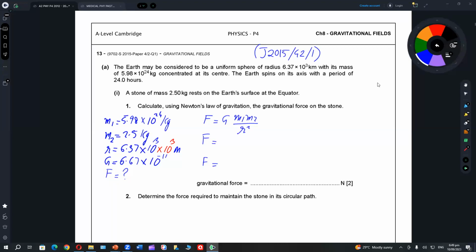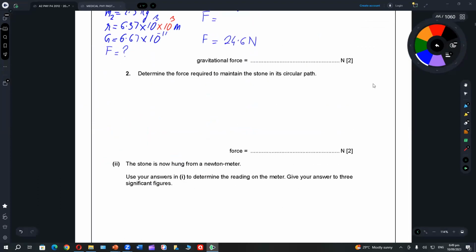Other people also proceed, give their suggestion. 24.6. Yes, Zion, good. So the majority of people gave me the right answer, 24.6 Newton. Next: determine the force required to maintain the stone in its circular path. Circular path means centripetal force.